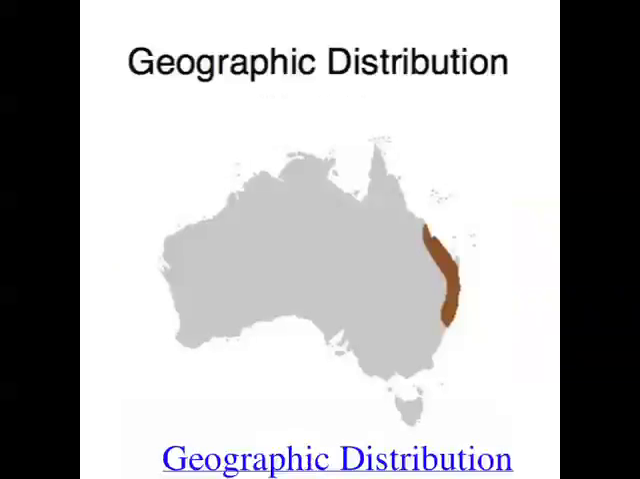Now, if I was to study an organism and I looked at all the places that it could be found, that would in fact be that organism's geographic distribution. For example, a bird might have a geographic distribution of only Eastern Australia. So geographic distribution is actually different to habitat.